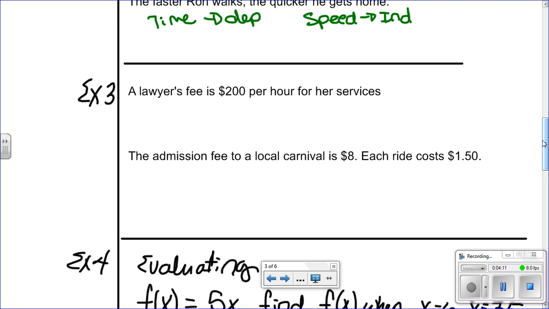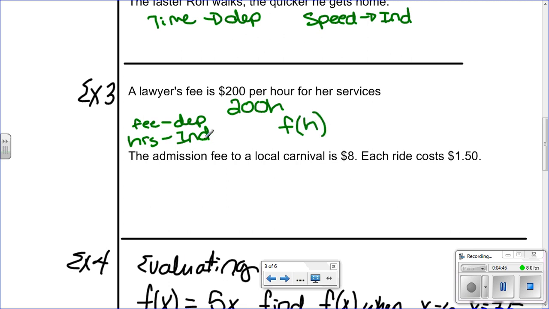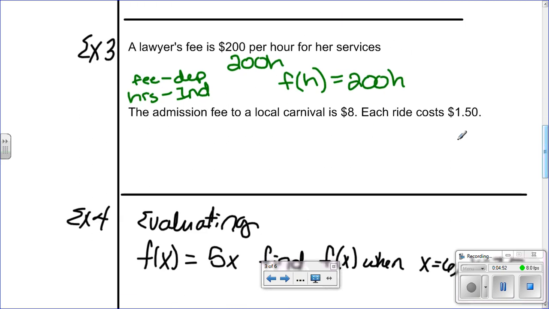Example 3. Identify the independent and dependent variables. Write a rule in function notation for each situation. A lawyer's fee is $200 per hour for her services. So we have the fee. We don't know exactly how long she is going to be working, so the fee is dependent, while hours is independent. And we can say F of H, we'll call it H for hours because that's our independent variable, is equal to 200H.